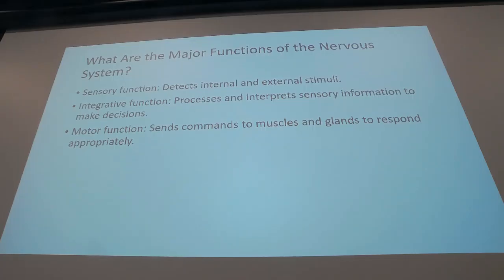What if it is getting hot? Well, what would you do? Well, you remove layers of clothing. So that's basically how we function. So motor function is sending commands to muscles and glands to respond appropriately. Well, if it's too hot, then not only will you use your muscles to remove your clothing, but also your sweat glands start to release sweat so that you can drop the body temperature. That is through motor output. So you have nerves that go into your glands or go into your muscles, and you have a motor function.